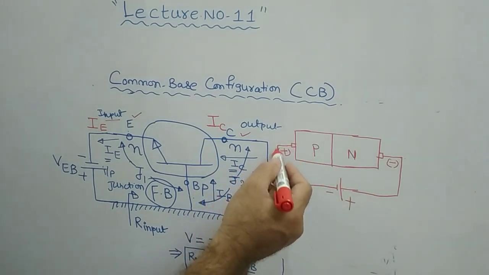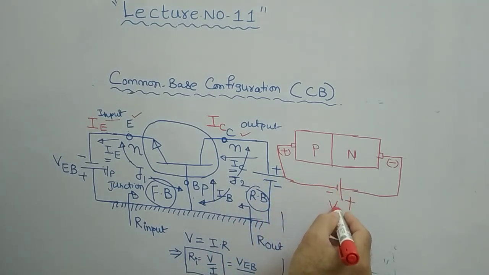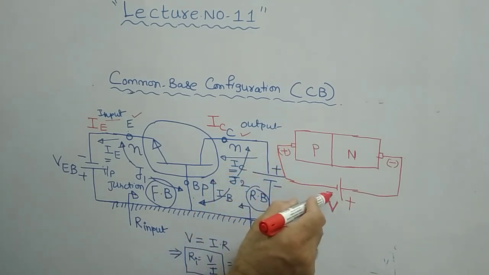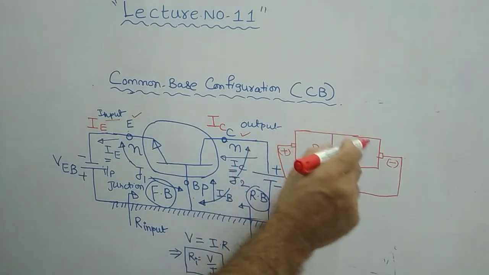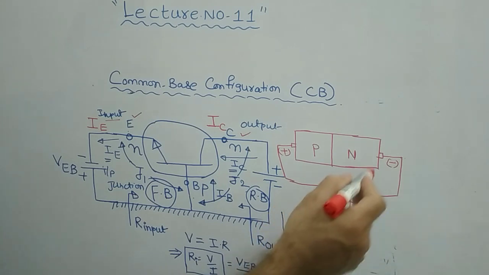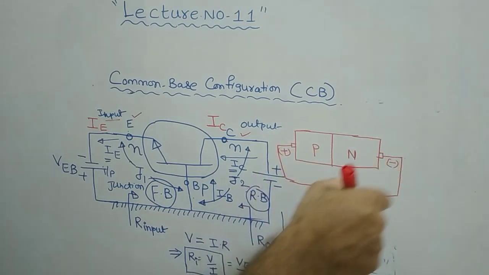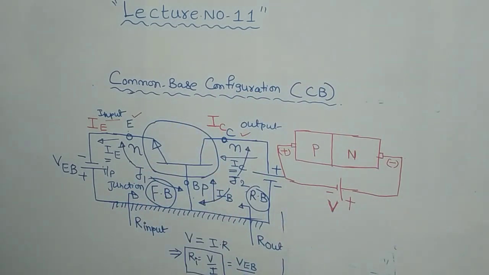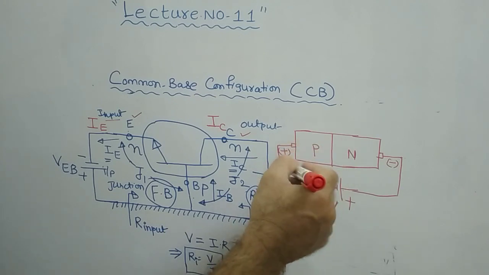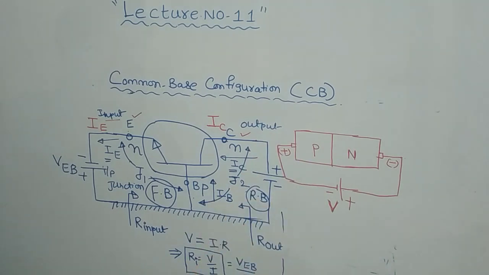The positive terminal of the diode is connected to the negative terminal of the battery, and the negative terminal of the diode is connected to the positive terminal of the battery. Therefore this is called the reverse bias condition. So in reverse bias condition, what will happen, you know? In p-type material the majority carriers are holes, whereas in n-type material the majority carriers are electrons, right?